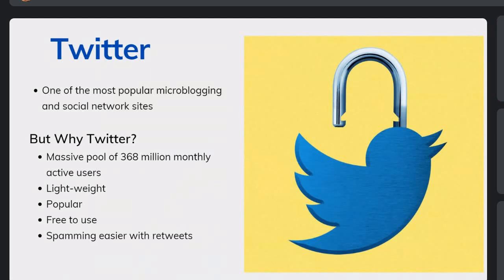Thank you, Nikhil. Now, all of us know what Twitter is. It's basically one of the most popular microblogging and social network sites. But why is Twitter one of the favorites for cyber criminals? Firstly, Twitter has a massive pool of 368 million monthly active users, which means more targets for cyber criminals. Besides this, Twitter is lightweight. It is popular. The spamming process is easier with the retweets on Twitter. Next slide.